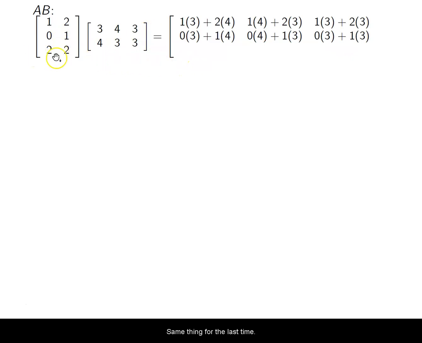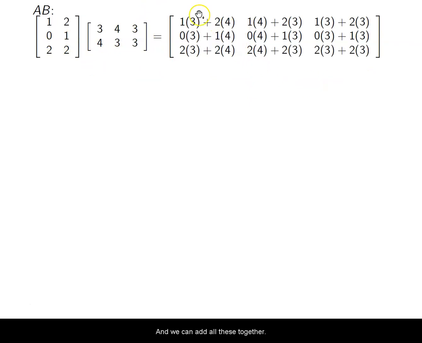Okay. Same thing for the last one. The last row times the first column is going to make the entry in the last row first column. 2 times 3 plus 2 times 3. Oops, sorry guys, this should be 2 times 3. Oh, no, I'm sorry. It is, it's this one, 3. 2 times 3, 2 times 4. Last row, second column: 2 times 4 plus 2 times 3. Then 2 times 3 plus 2 times 3.